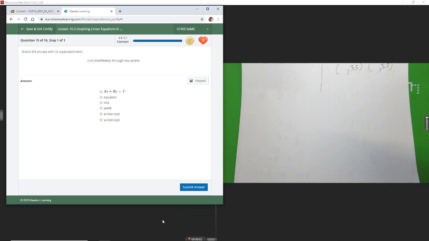All right, number 15, it looks like we have a vocabulary term. So we want to match the phrase with this equivalent term. And this one says, runs indefinitely through 2 points. And that would be a line. We've been graphing lines using 2 points, so that's the definition of a line.